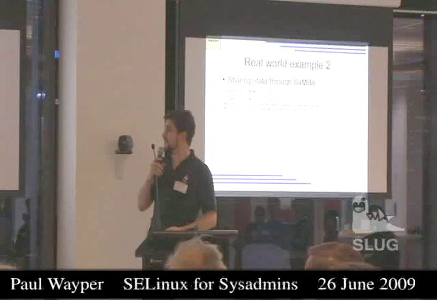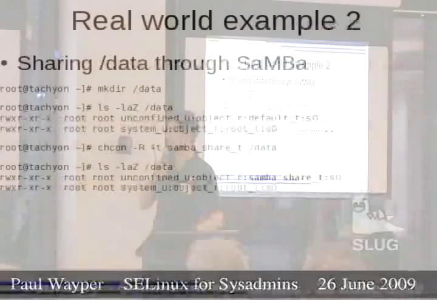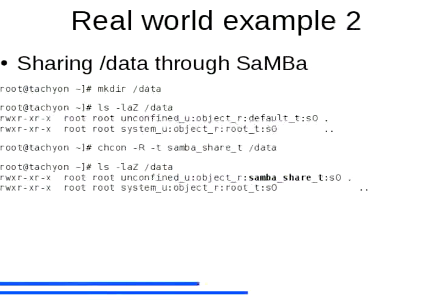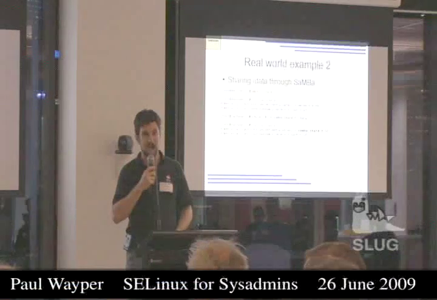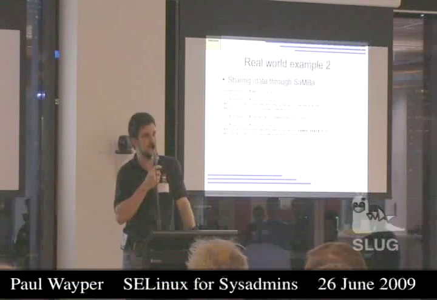So there's my makedir data, and it has the default type. If I then change that to Samba share type, you can see that's now applied to data. Any file or directory that's written under there gets the Samba share type. Conveniently, Samba share type files are allowed to be shared by Samba.